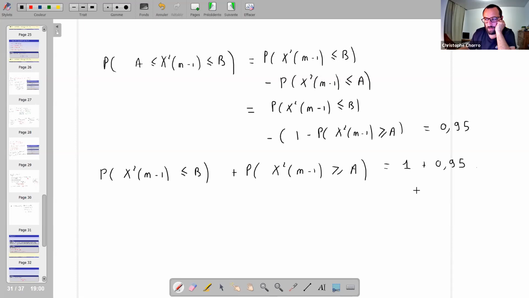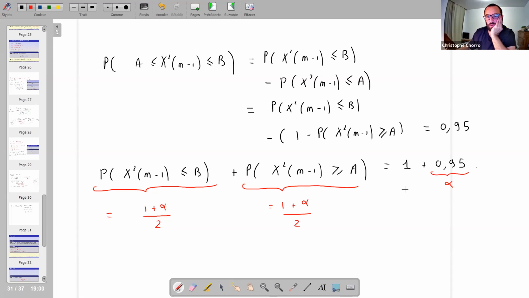Yes, I have this. Okay, 1 plus this one. And the idea, in order to obtain this one, if I call this one alpha, is to find a B such that this one will be equal to 1 plus alpha over 2. In general, it's the way we do. And this one is also equal to 1 plus alpha over 2. So find B such that I have this, and find A such that I have this.